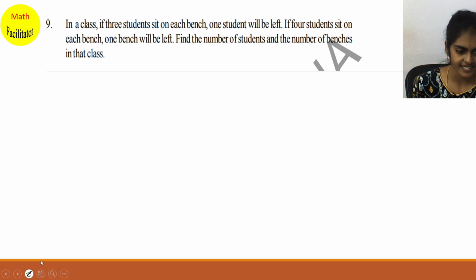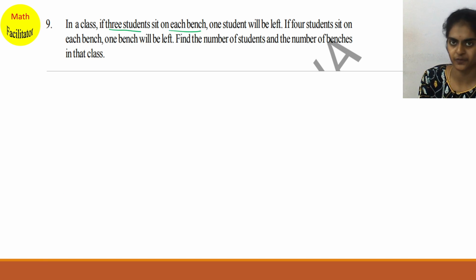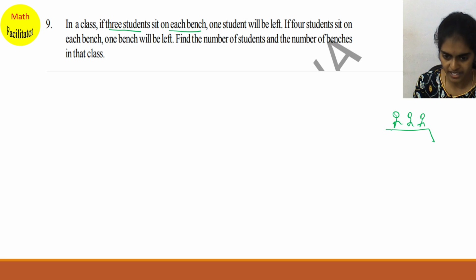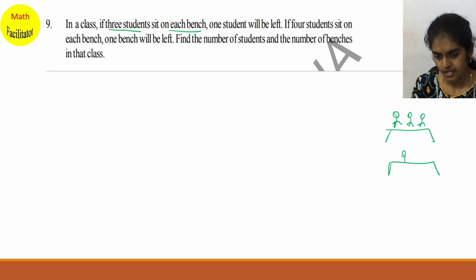In a class, if three students sit on each bench, so there is a class in which three students are sitting on each bench. Okay, in this way, suppose this is a bench. So how many students are sitting in each bench? I have three students sitting on each bench.